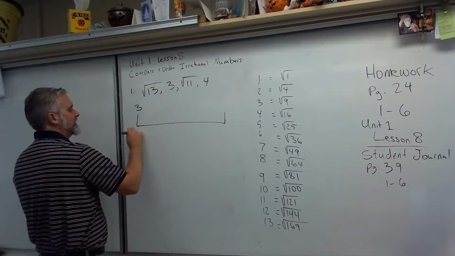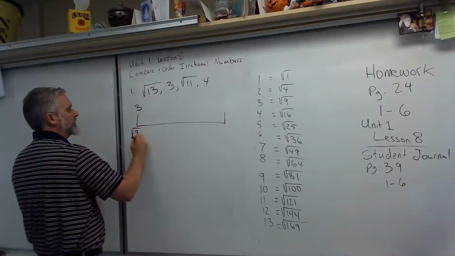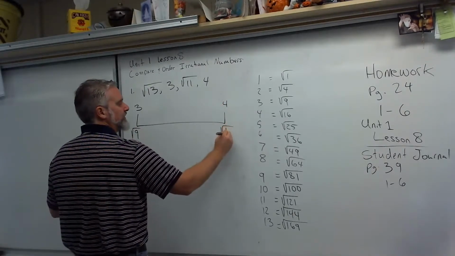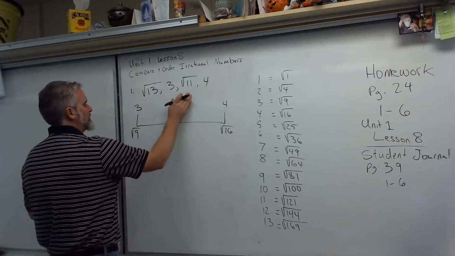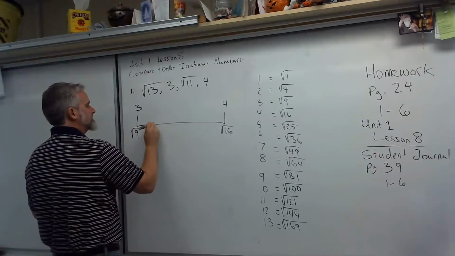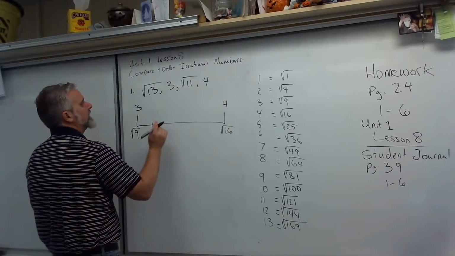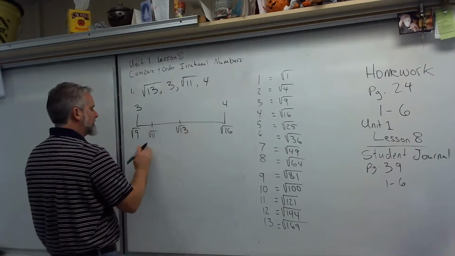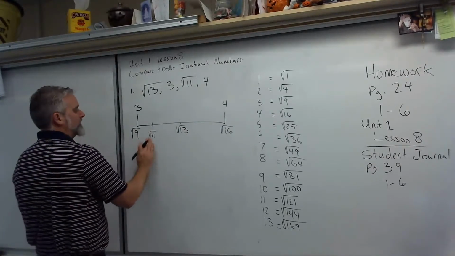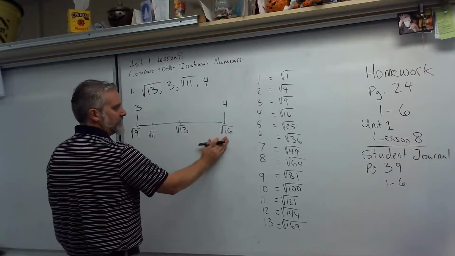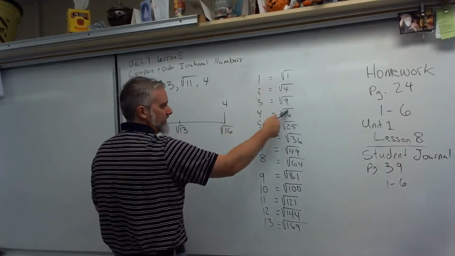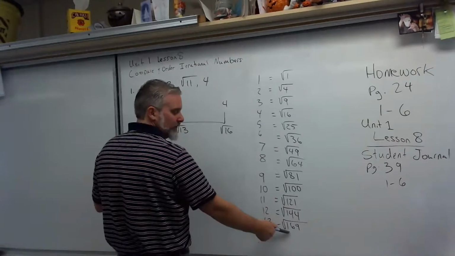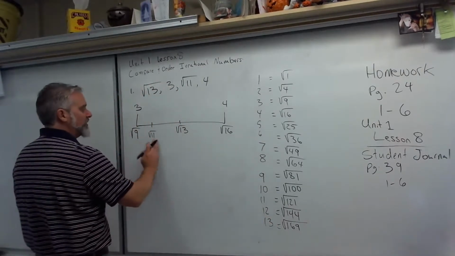3, which is equivalent to √9, and up here 4, which is the √16. Then in between, I'm going to put √11 and √13, as it goes in numerical order. 9, 11, 13, 16, just like our chart. It starts off with 1, and all the way down here 13 is equal to the square root of 169. So it's all going in order.